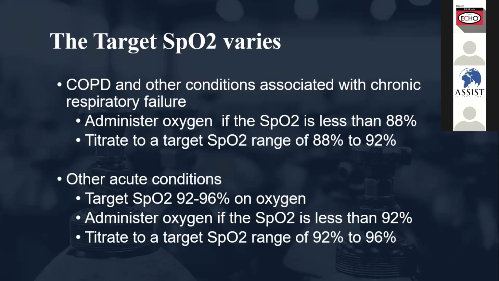And then we will administer oxygen if the SpO2 on room air is less than 92. It means really in other conditions, don't give routine oxygen at 90%, 91, just give it when you are really below. Then you will titrate to get a target of between 92 to 96%.